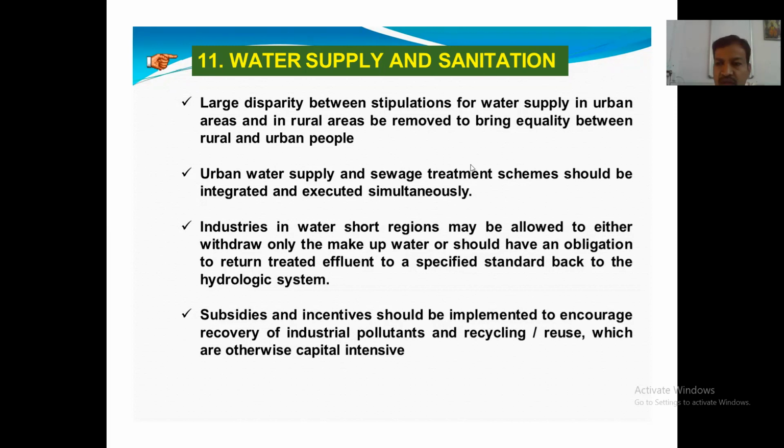For water supply, the water is supplied from the water treatment plants that should be built, and sewage treatment plants that should be built, so that there should be effective use of the water. There should be a proper water supply system developed and a sanitation system developed.